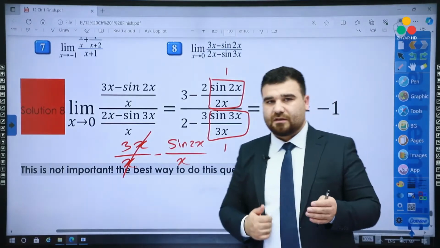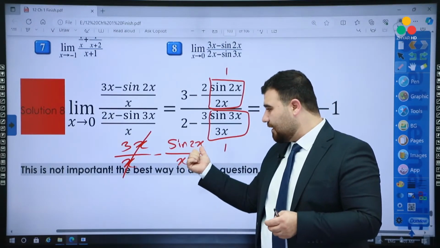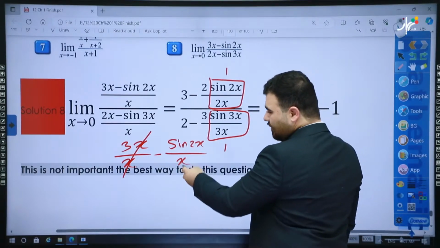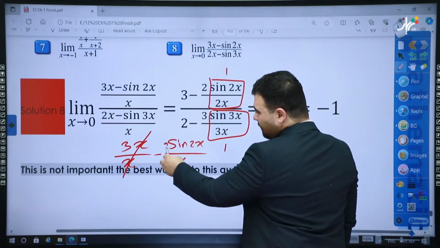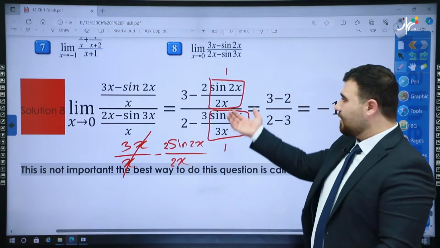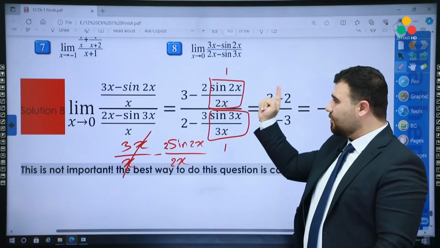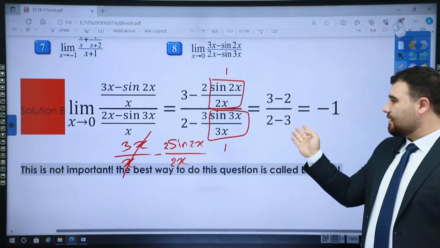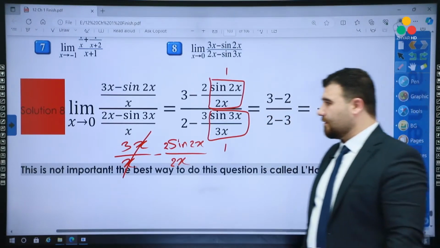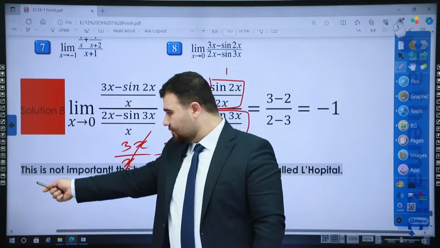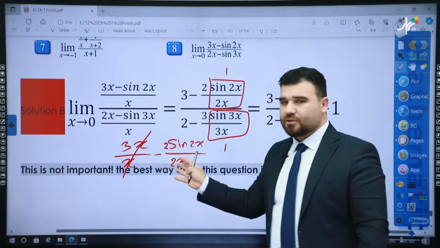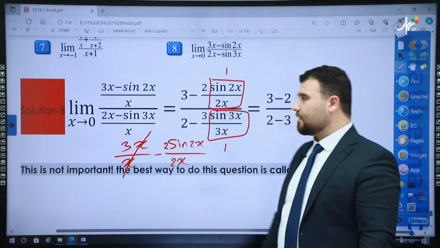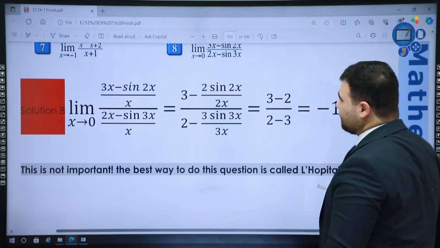Now, the rule we studied, it was like whatever angle we have here inside the sine should be down as well. Now, in order to make this x 2x, I write here 2 and 2 here to keep the balance. Then, as we said, this 2 stays out. This will be 1. 1 times 2, 2. Then 3 minus 2 is 1. 2 minus 3 is negative 1. Do the division, that's negative 1. As I told you, this is not important. The best way is the L'Hopital rule, which we are going to study in the upcoming sessions.